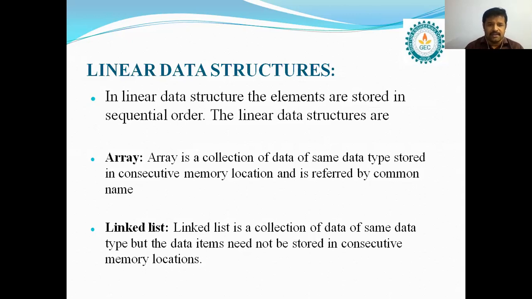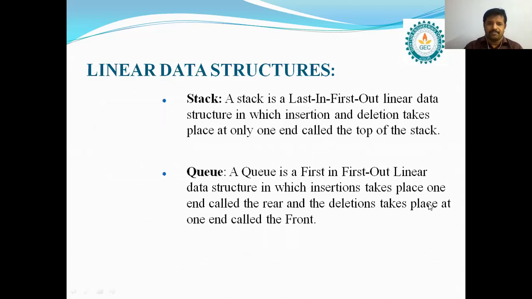And the next one is the linked list. A linked list is a collection of data of the same data type, but the data items need not be stored in consecutive memory locations. Whereas in the case of an array, it is a collection of same data type elements, but all the elements should be stored in consecutive memory locations side by side. But coming to the linked list, the elements need not be stored in consecutive memory locations. They can be stored at different locations.